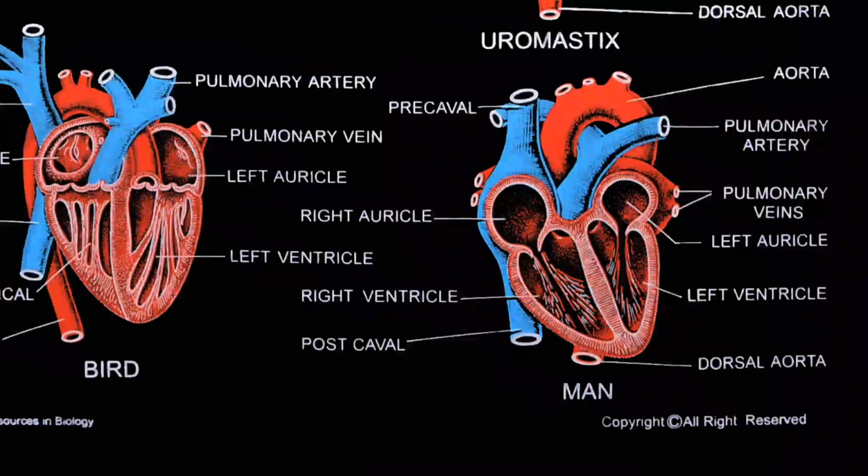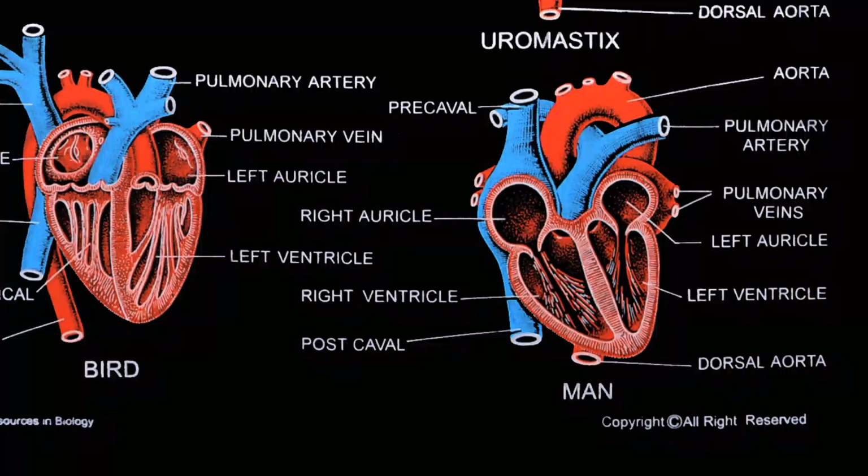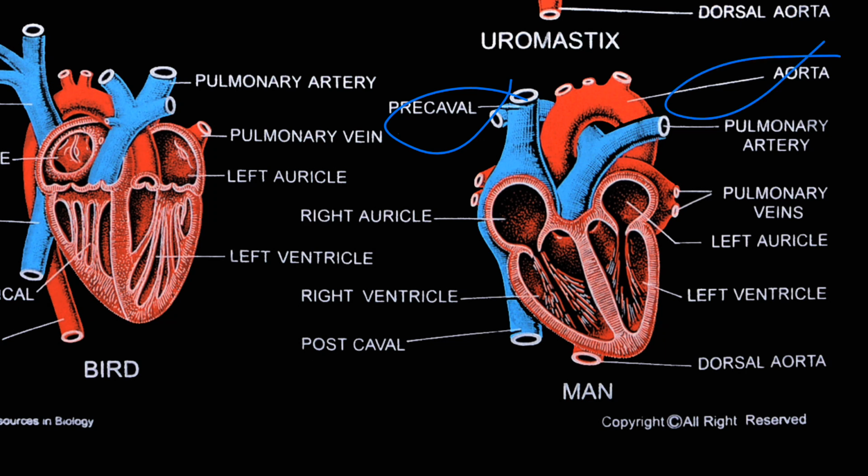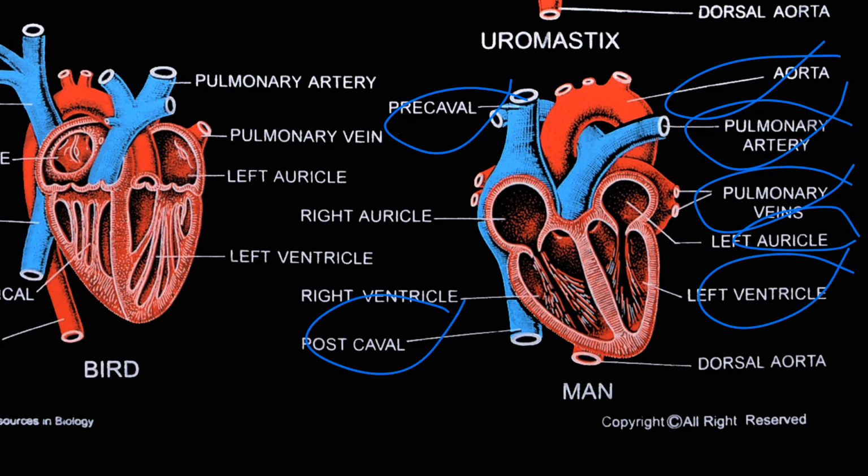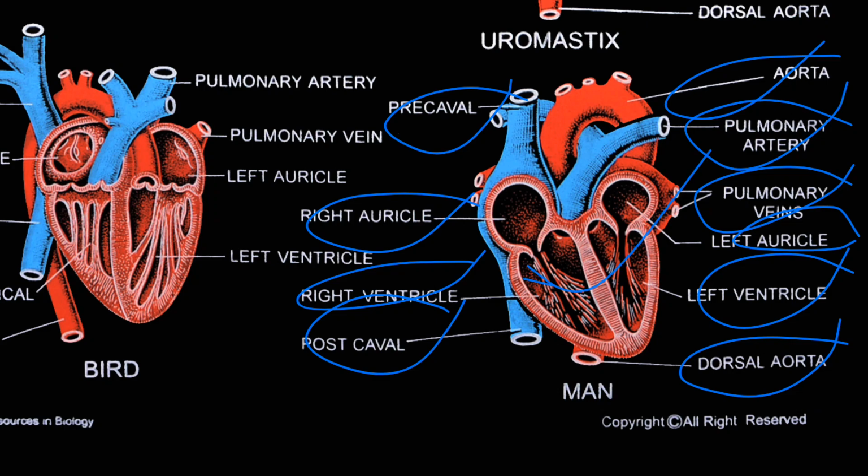Next, the last heart is our mammalian heart. So, in man: precaval, aorta, pulmonary artery, pulmonary veins, left auricle, left ventricle, postcaval, dorsal aorta, right ventricle, right auricle. So these are the parts present in the mammalian heart.